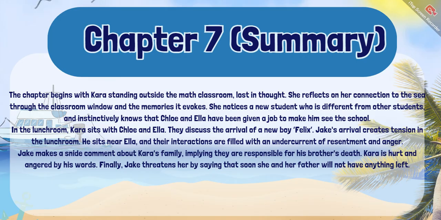In the lunchroom, Kara sits with Chloe and Ella. They discuss the arrival of a new boy, Felix. Jake's arrival creates tension in the lunchroom. He sits near Ella and their interaction is filled with an undercurrent of resentment and anger. Jake makes a snide comment about Kara's family, implying they are responsible for his brother's death. Kara is hurt and angered by his words. Finally, Jake threatens her by saying that soon she and her father will not have anything left.